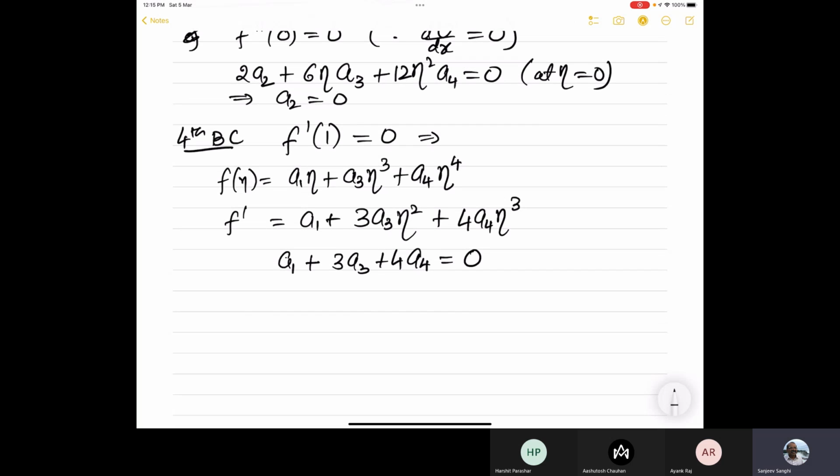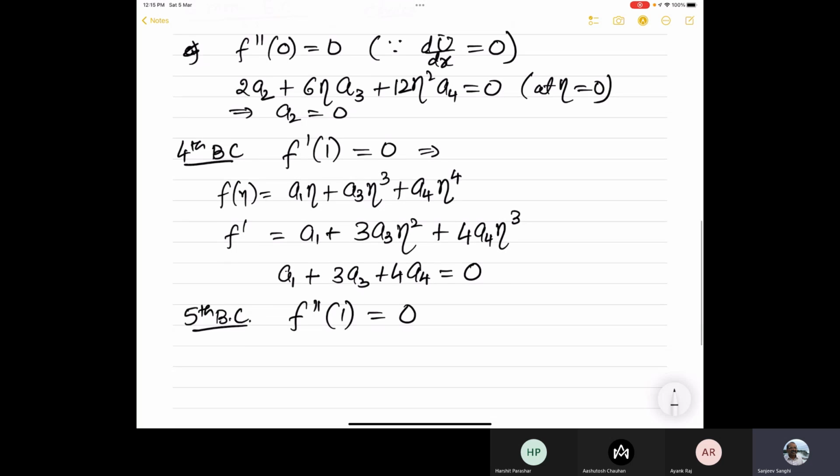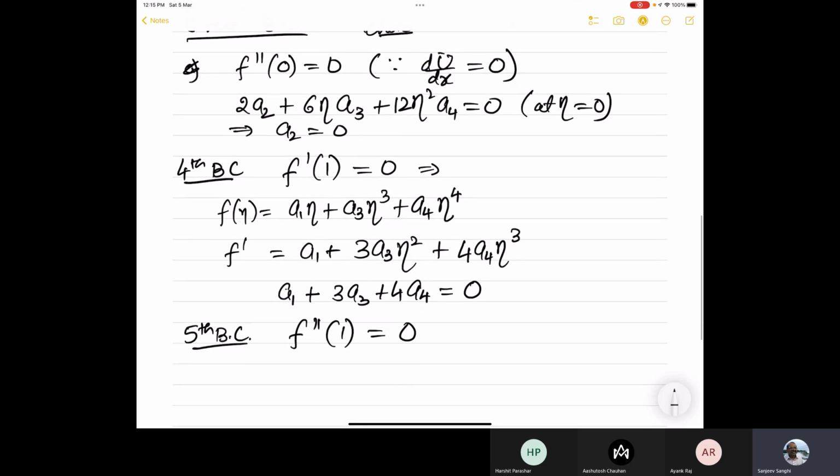And the fifth boundary condition we use, and now here there's a freedom for us. We can either use the boundary condition at 1 or at 0, and we use it at 1. What would be the boundary condition at 0 if we wanted to use?